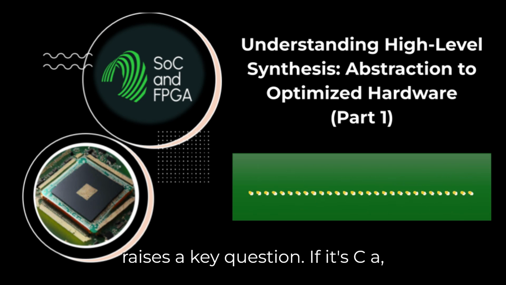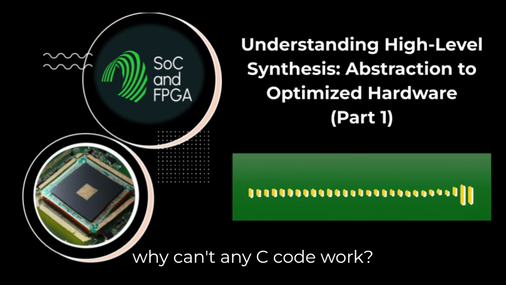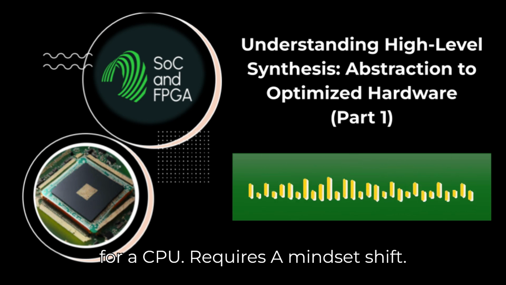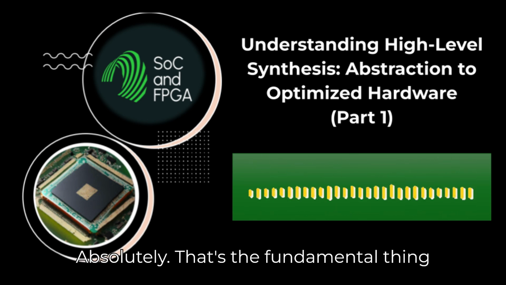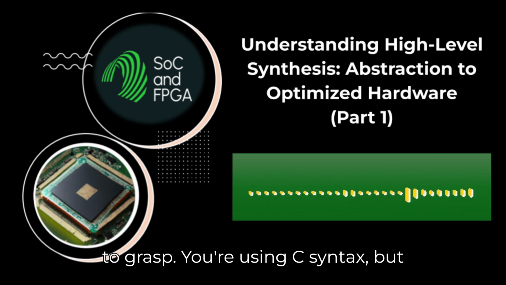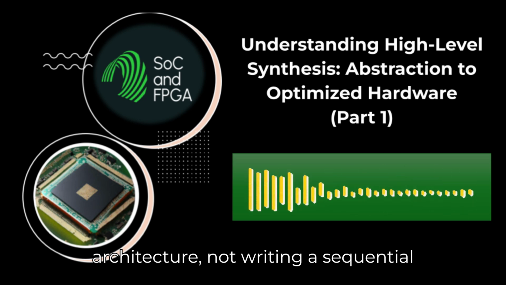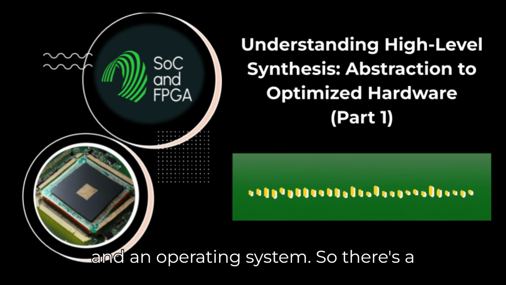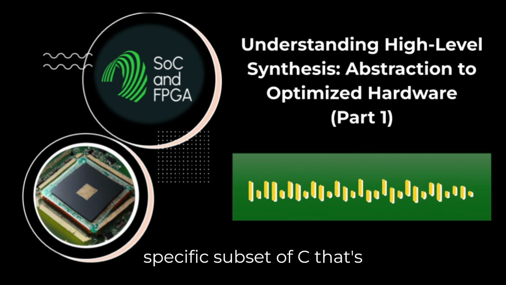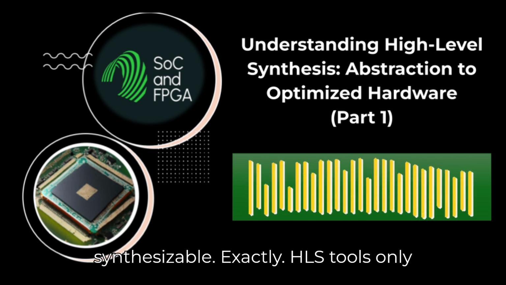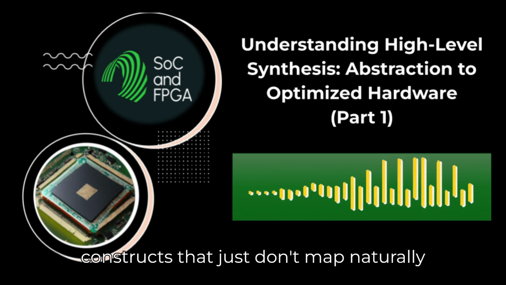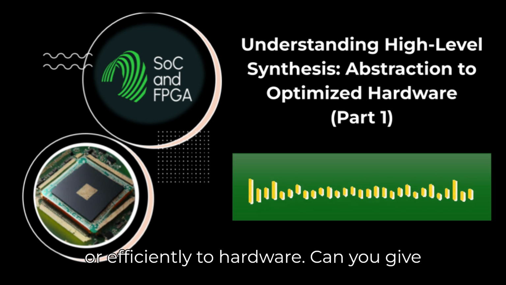If it's C++, why can't any C++ code work? You hinted at this. You're not writing for a CPU. Requires a mindset shift. Absolutely. That's the fundamental thing to grasp. You're using C++ syntax, but you're describing a hardware architecture, not writing a sequential program for a CPU with infinite memory and an operating system. So there's a specific subset of C++ that's synthesizable. Exactly. HLS tools only support a specific subset. There are constructs that just don't map naturally or efficiently to hardware.